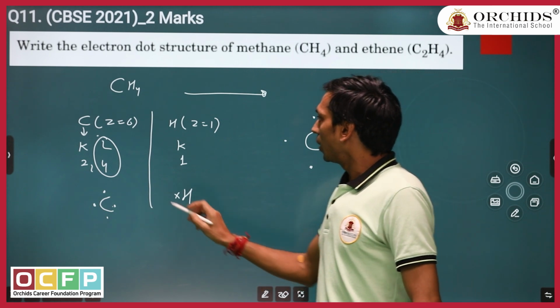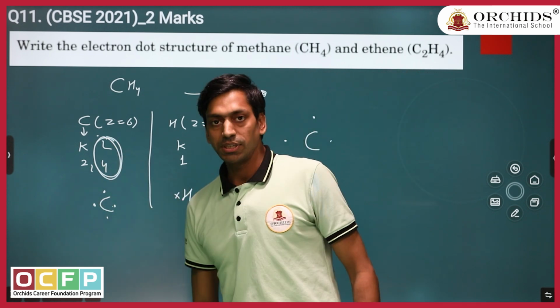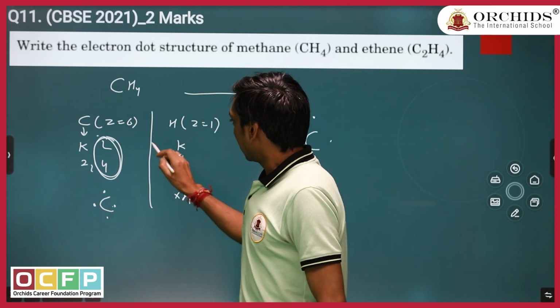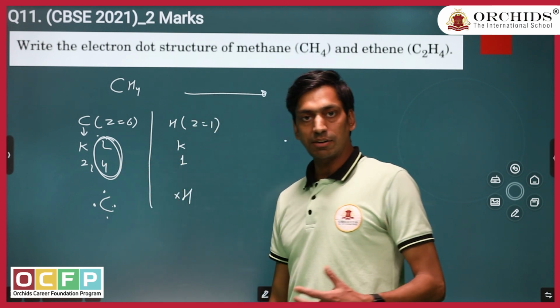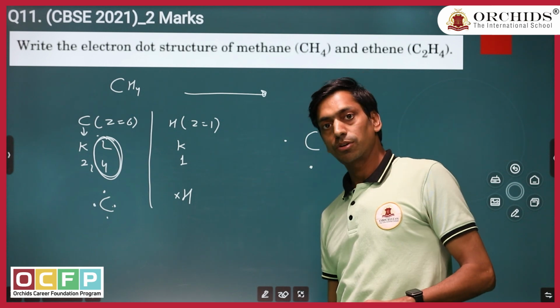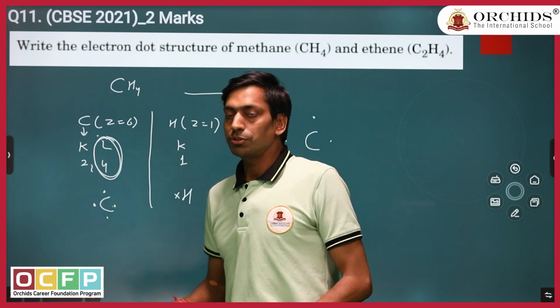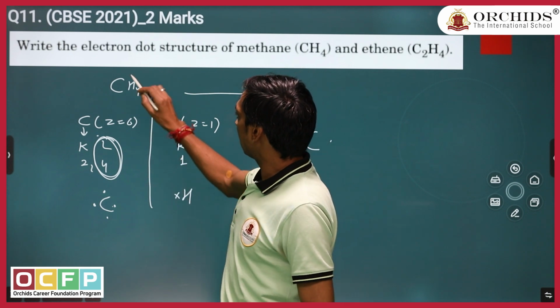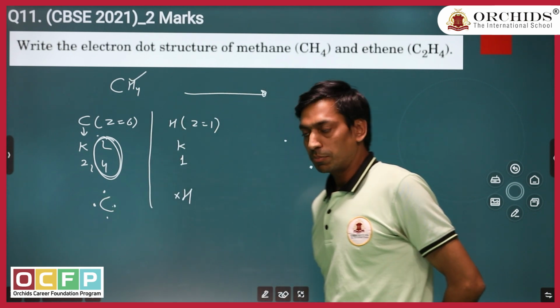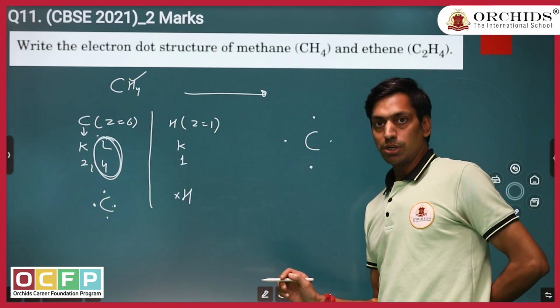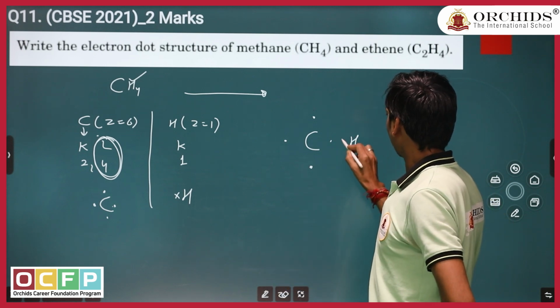And now, in order to complete the octet, meaning 8 electrons in the outermost orbit, carbon needs to either lose or gain electrons, which we already discussed. Carbon cannot lose or gain electrons. Then what will it do? It will try to share the 4 electrons. So the second element we have in the compound is hydrogen. But hydrogen has only 1 electron, so hydrogen can give only 1 electron.